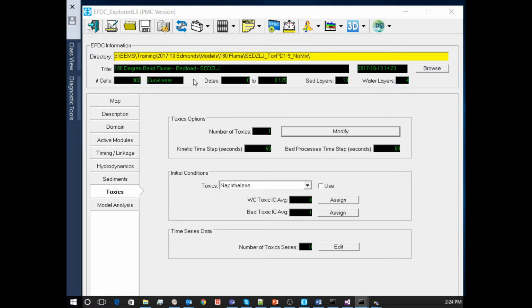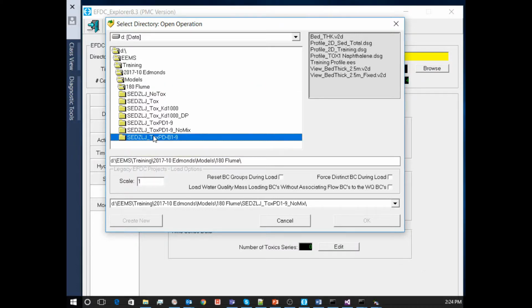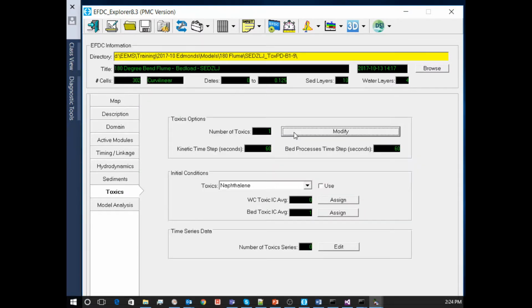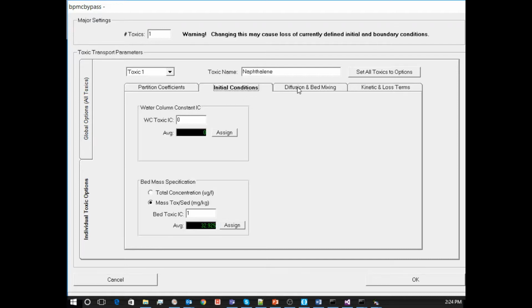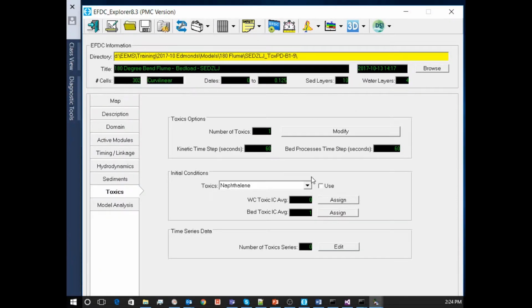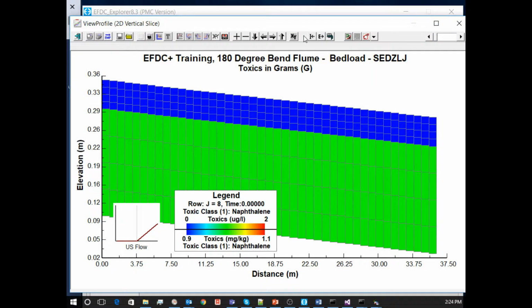And while that's done, we can look back at this one now. So this one is 10 to the minus 9 and 10 to the minus 9. That other one we were looking at still had the pore water diffusion rate at 1 times 10 to the minus 8. So now this is 1 times 10 to the minus 9. So we'll see how this one behaves.